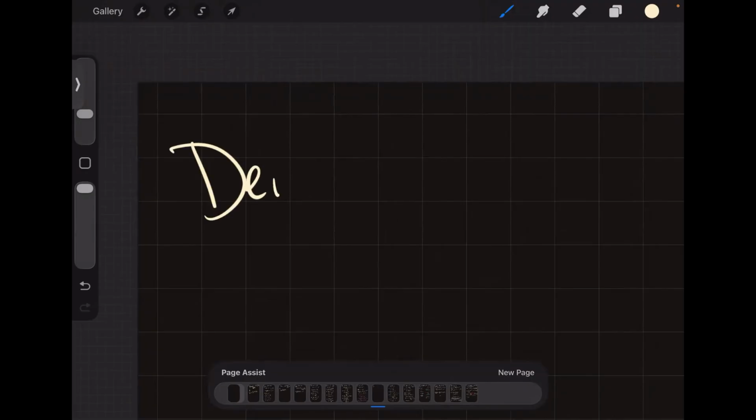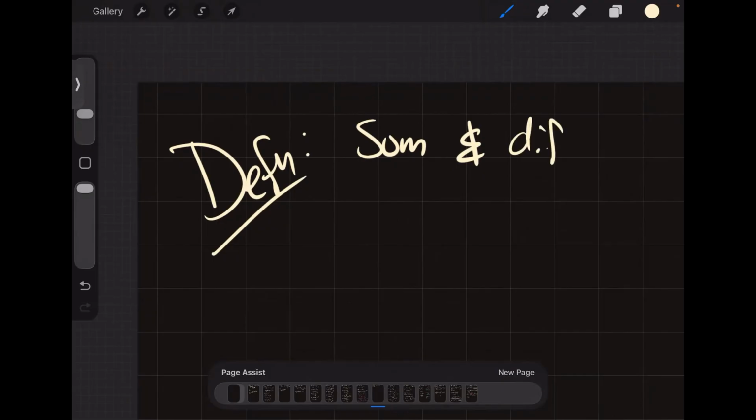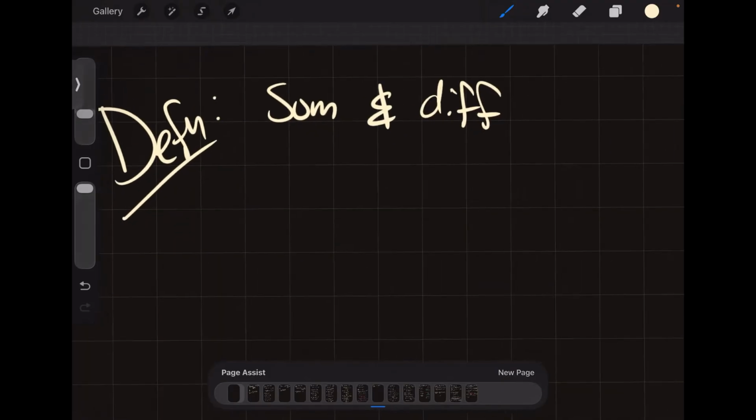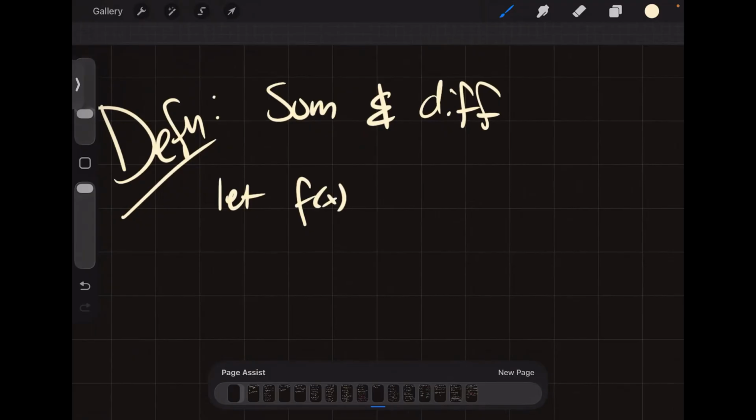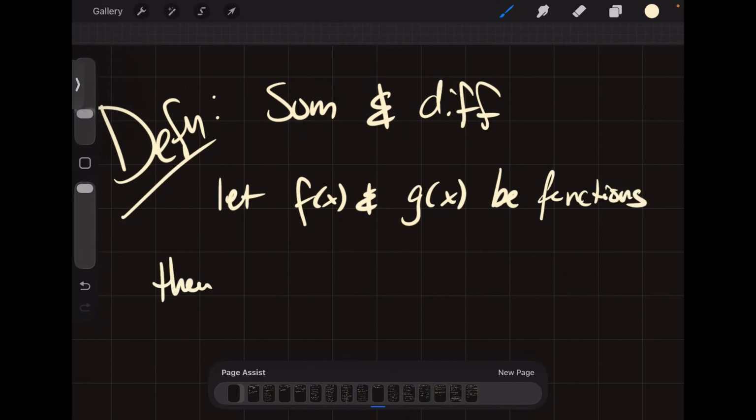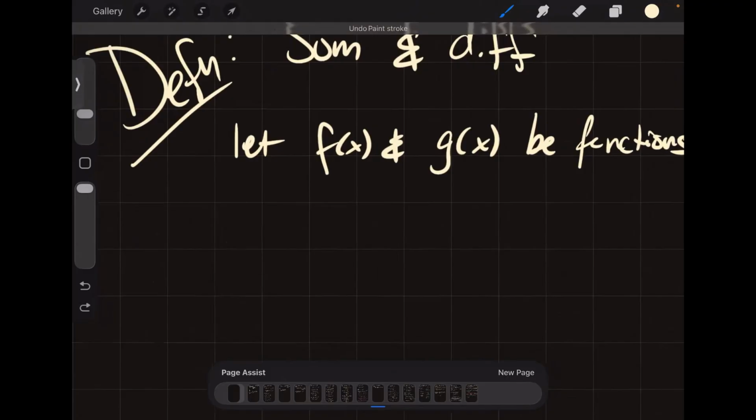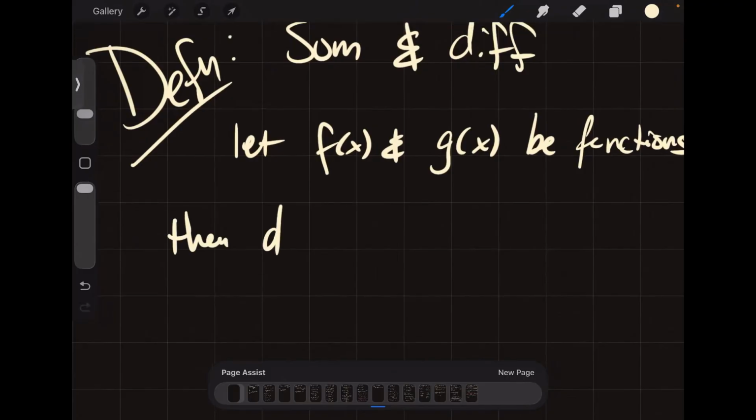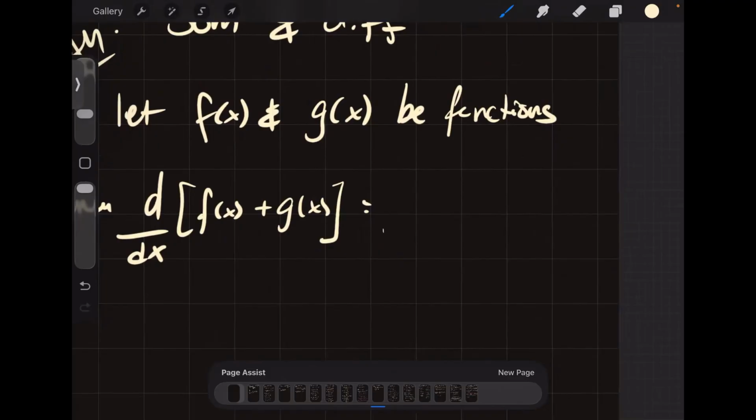The definition: sum and difference. Okay, so let f of x and g of x be functions. Then the derivative in terms of x of f of x plus g of x is going to equal f prime of x, the derivative of the first piece, plus the derivative of that second piece.